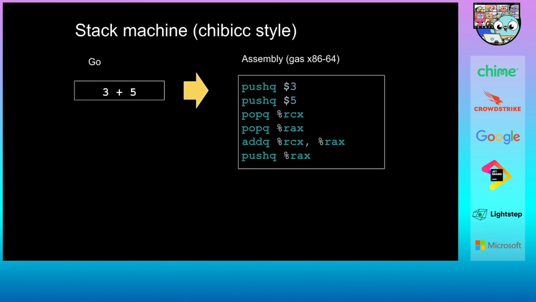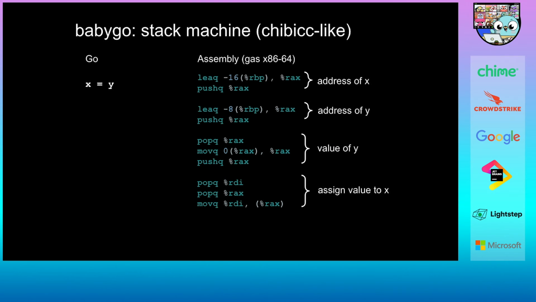I designed a better stack machine. It's chibicc style. The basic idea is this. Whenever an expression appears, we just push its value onto stack memory and pop it before its operation. By this design, code generation of assignment got much better.